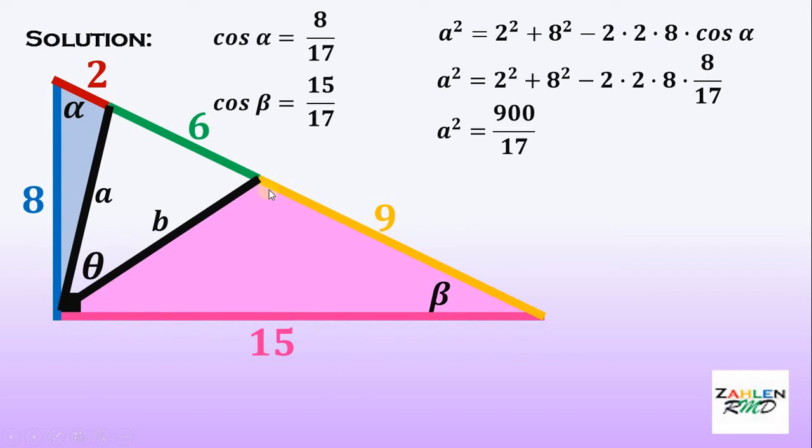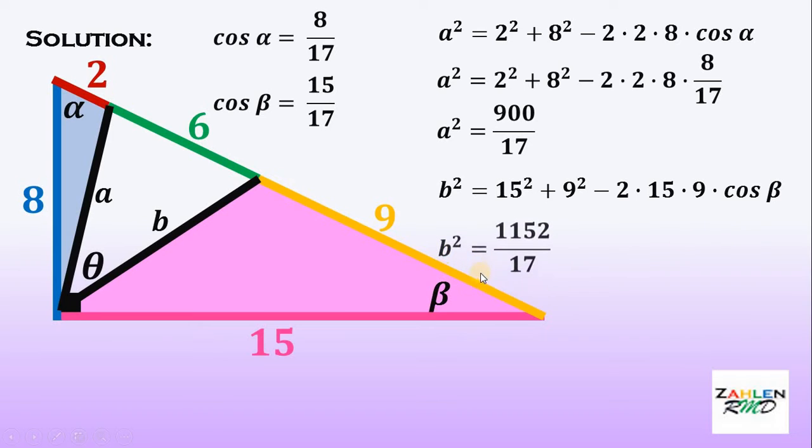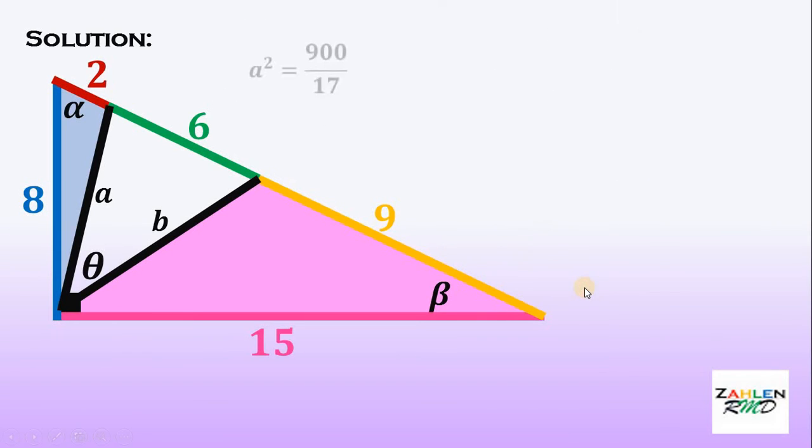Next, consider this triangle. Using again cosine law on this triangle, we have b squared equals 15 squared plus 9 squared minus 2 times 15 times 9 times cosine of angle beta. Now cosine of beta is 15 over 17. Substitute the value of cosine beta and we get b squared equals 1152 over 17. Now at this point, we have the value of a squared and b squared. a squared is equal to 900 over 17 and b squared equals 1152 all over 17.